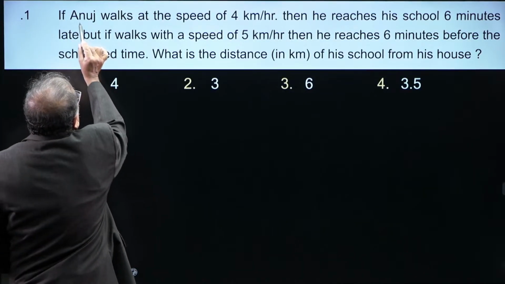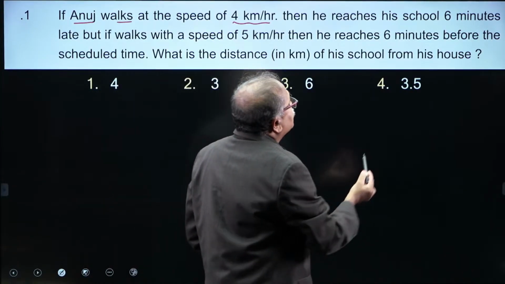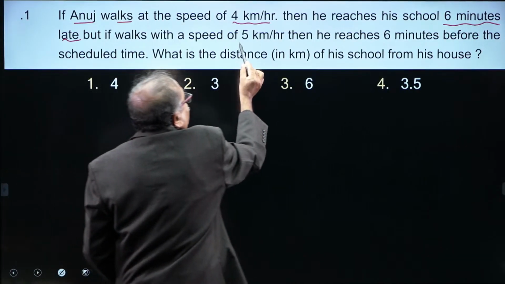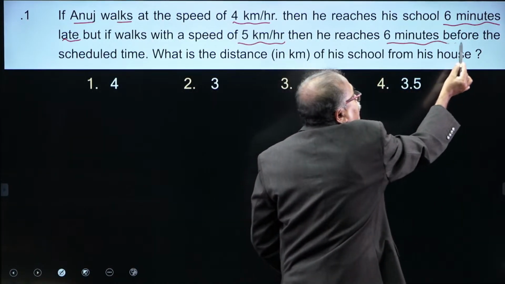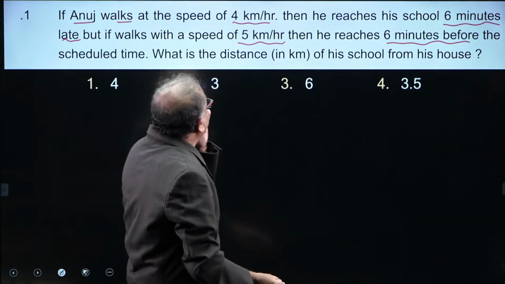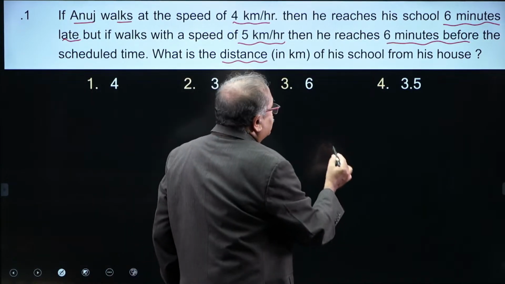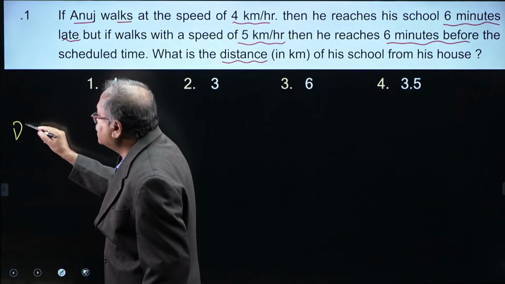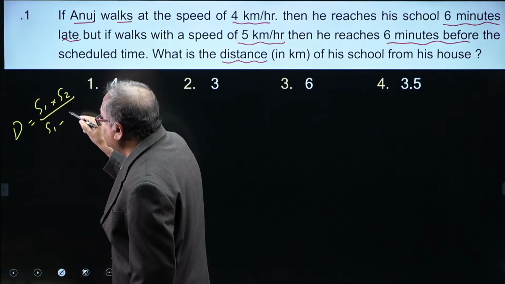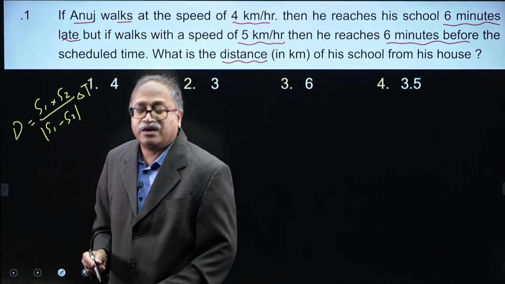Now, coming to the next one. Arjun walks at a speed of 4 km per hour, then he reaches his school 6 minutes late, but if he walks at 5 km per hour he reaches 6 minutes early. This is a very standard question and very frequently comes in the exam. They are asking what is the distance. So, apply the formula, my dear friends: distance is equal to S1 into S2 by S1 minus S2, into delta time, the difference of time.